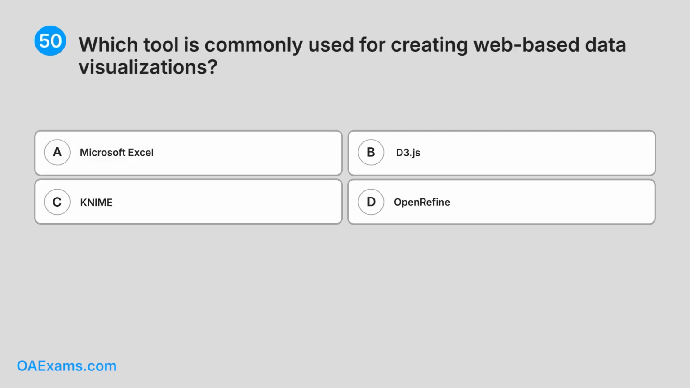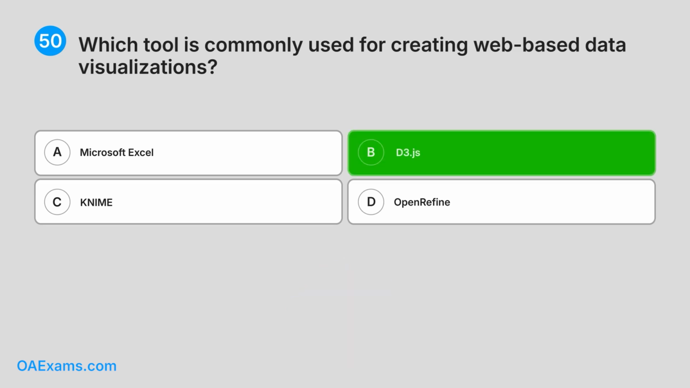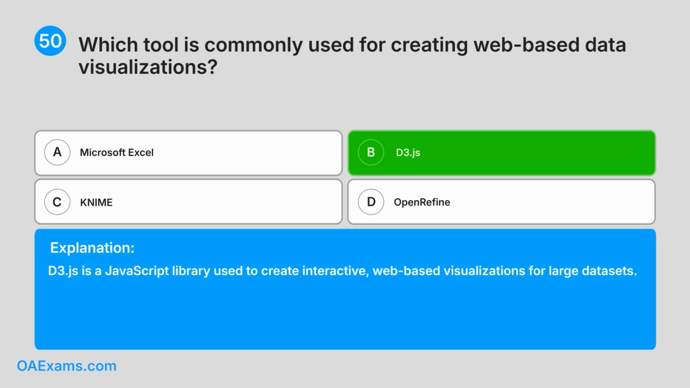50. Which tool is commonly used for creating web-based data visualizations? A. Microsoft Excel. B. D3.js. C. Tableau. D. Power BI. Can you guess the answer? Correct answer, B. D3.js. Explanation: D3.js is a JavaScript library used to create interactive web-based visualizations for large datasets.